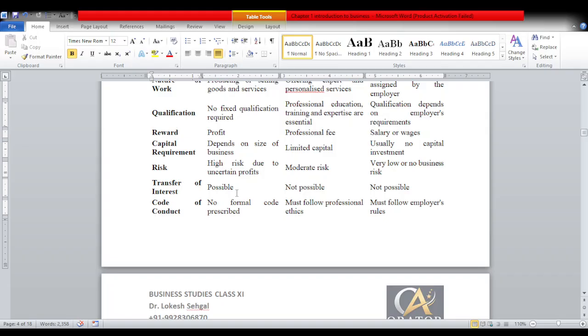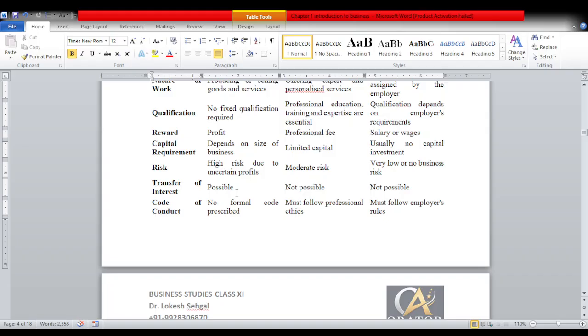You have to be present personally for providing the services. You have to be present personally to provide employment, to perform your duties and your activities in an organization. You have to personally be there in terms of your interest. Okay. Next and last, code of conduct.